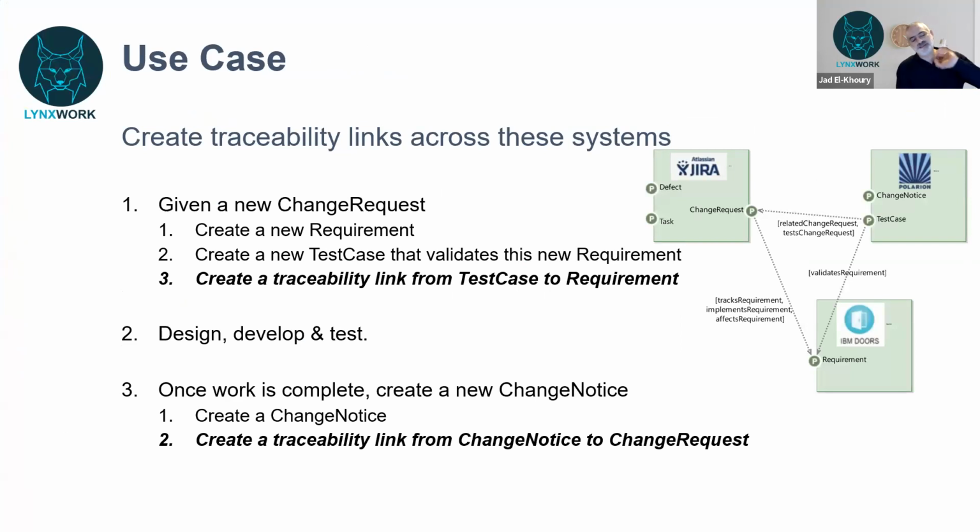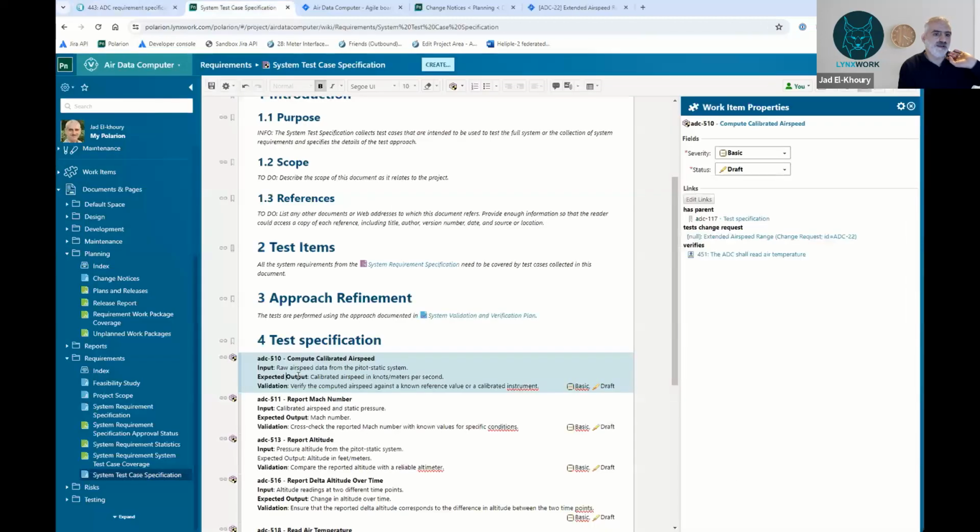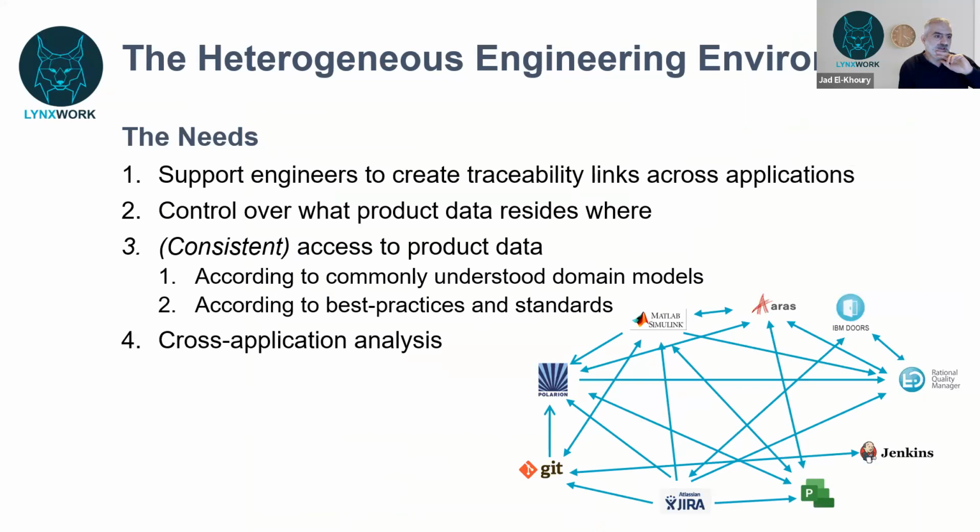Yeah, so there's a lot we can show on this, but these are the kind of capabilities you want. But again, this is just creating the traceability links. This is the demo. I shared the video they've already recorded, in case it failed. The most basic need is to help the end user engineer create those traceability links across these applications. And that's what I showed you.